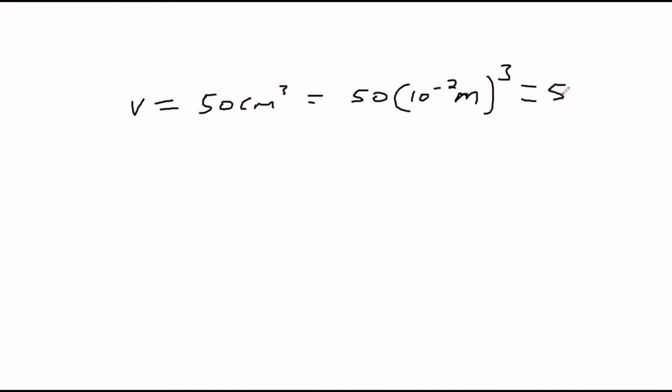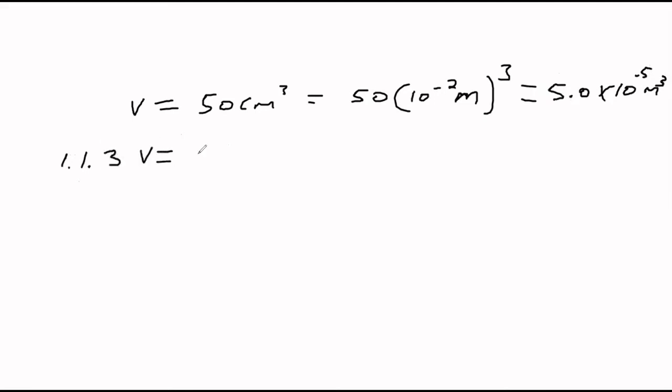Now let's substitute where there is centimeter cubed with a meter. So we have 10 to the power negative 2 meter, all to the power 3. Okay, let's punch that into a calculator. How much are we getting? So the answer is 5,0 times 10 to the power negative 5 meter cubed. Okay, that is the answer. Let's go now to the third question.